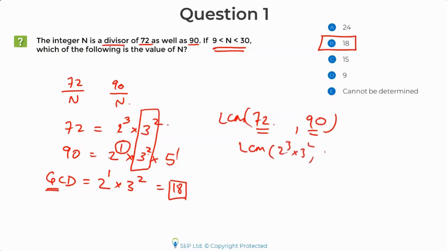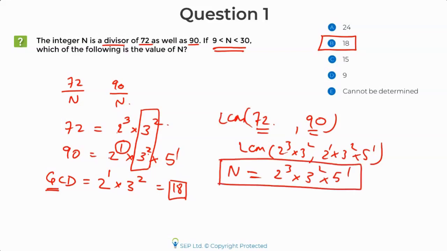Let's write it down very quickly. Okay, you would get 2 cubed, 3 squared, and 5 to the power 1. Okay, you are saying that this is n. Now, after finding this, let's say this is correct for a moment. Think about it. I'm looking for n, which is a divisor. Basically, n should divide 72 and 90, right? It should completely divide it. Now, think about it. Will 2 cubed times 3 squared times 5 to the power 1, if I put it in the denominator here, will this divide 72? I hope this part is clear.